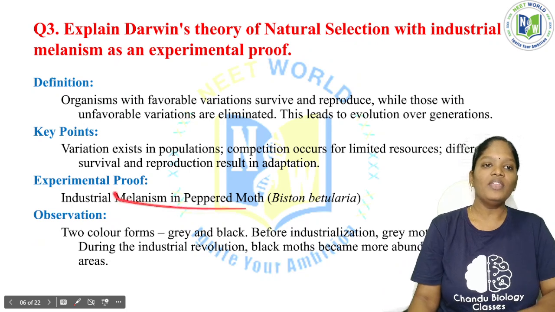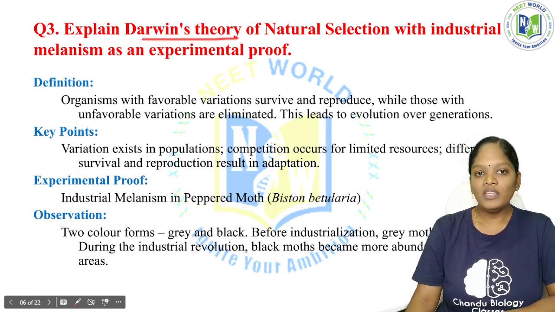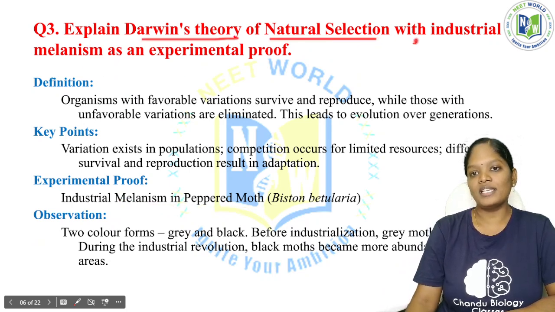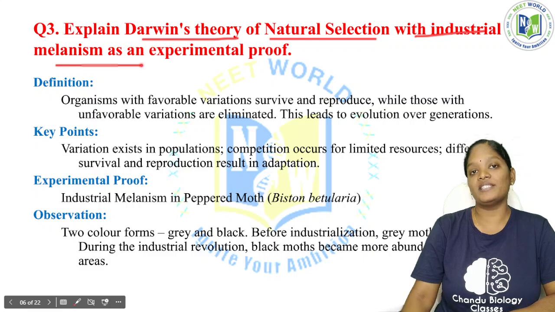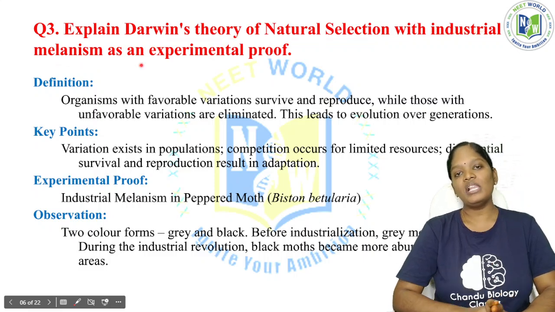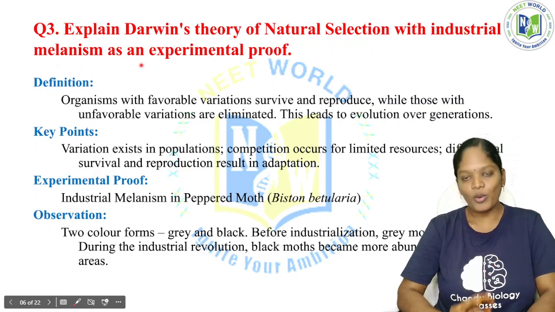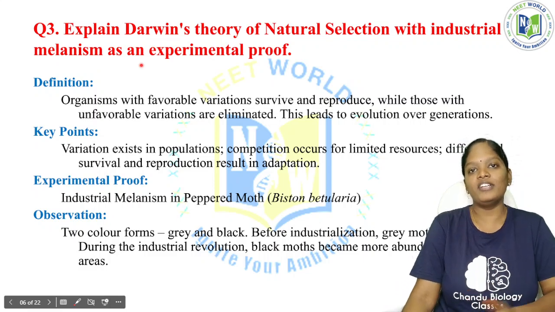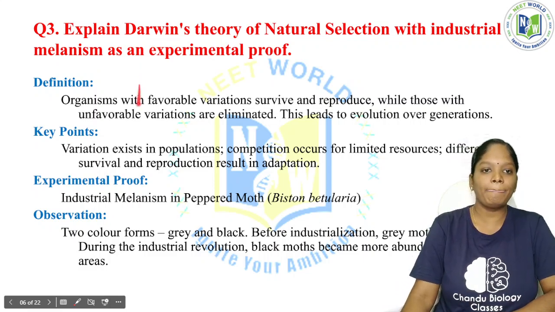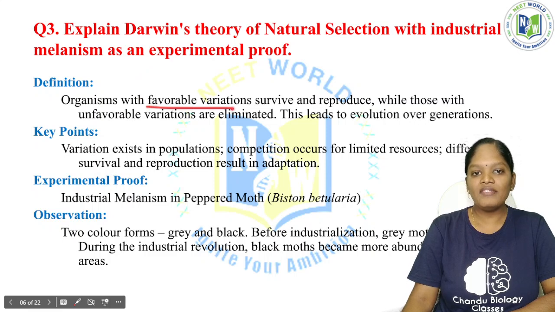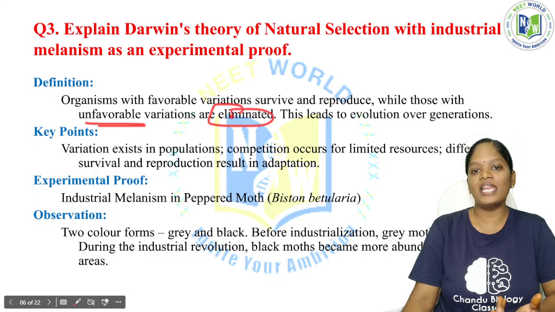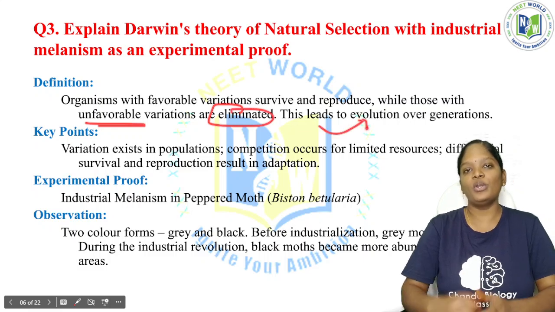Okay, now the third question will be: explain Darwin's theory of natural selection with industrial melanism. This industrial melanism is a very important concept. How can we define it? Organisms with favorable variation survive and reproduce, while those with unfavorable variations are eliminated. This leads to evolution over generations.